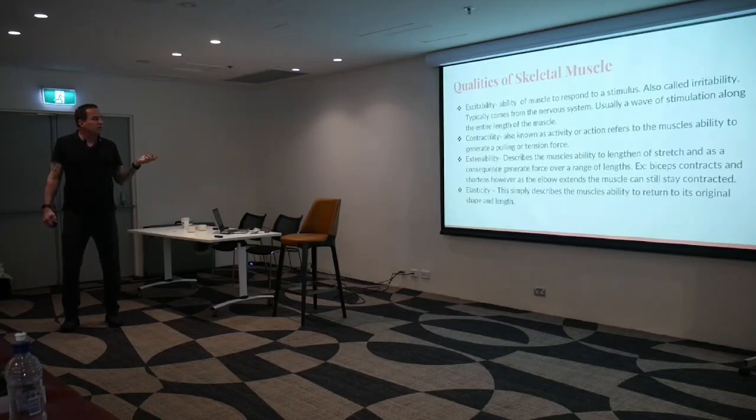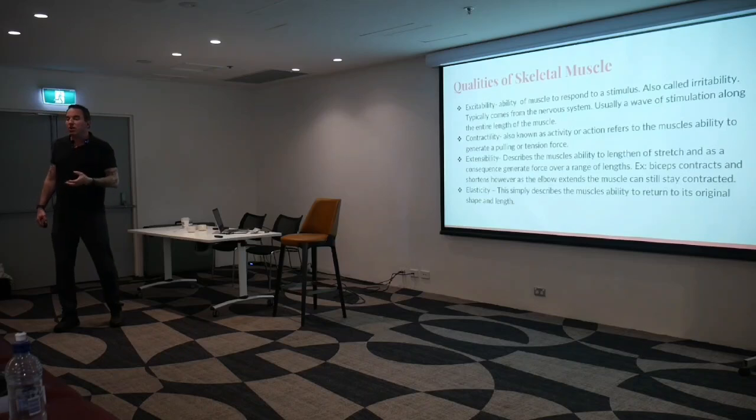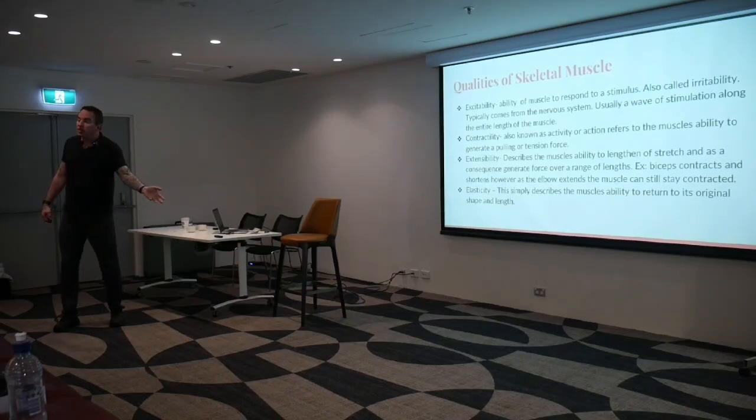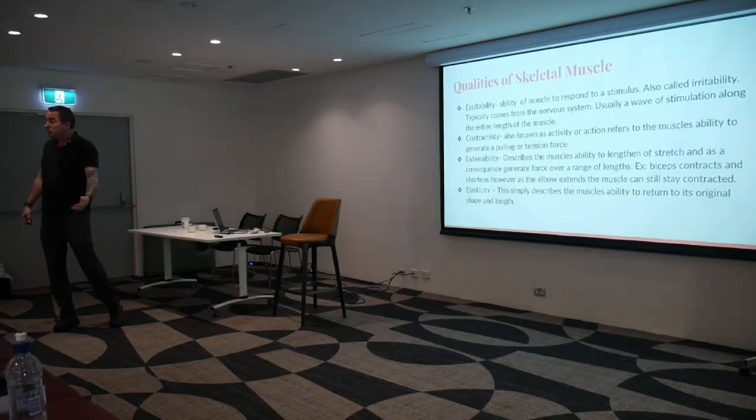Contractility, known as activity or action, refers to the muscle's ability to generate a pulling or tension force. So if we have a short, tight muscle, it's lost a lot of contractility because it's already stuck in a short position. When we release it with the motor point, it increases contractility, which is strength. So you're going to see people hitting new records and lifts and things like that when you're working with someone who's had chronically tight muscles.